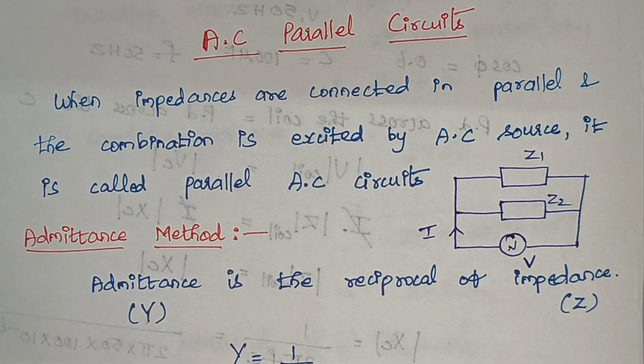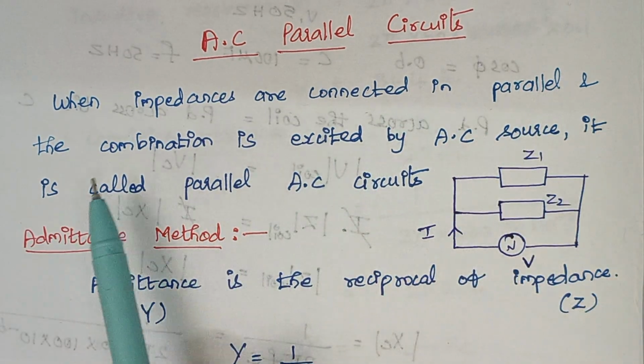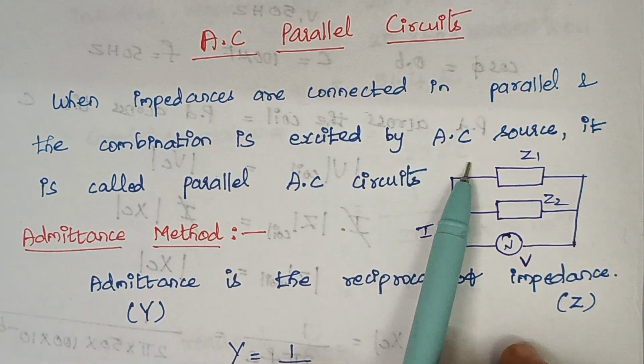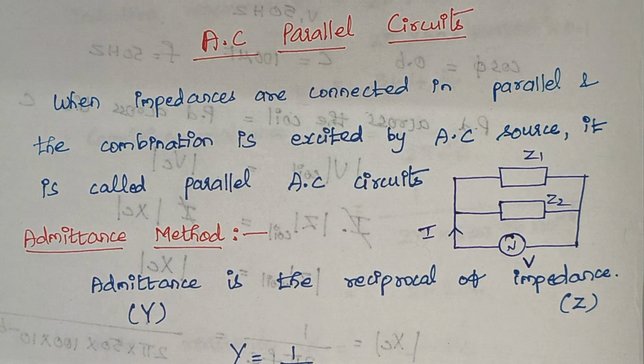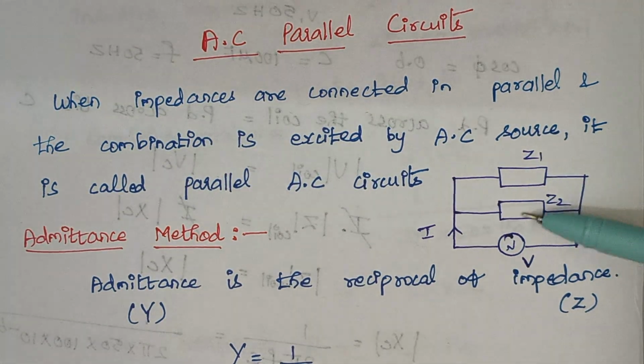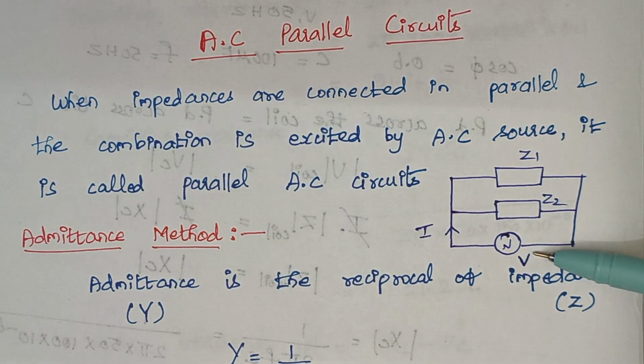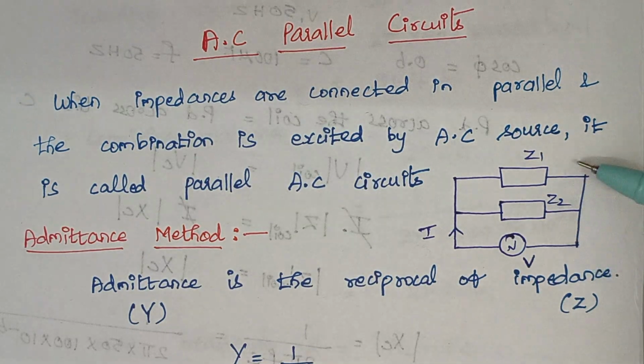So what is meant by parallel circuit? The starting and ending point of an element is similar to that of the starting and ending point of another element, right? So when impedances are connected in parallel and the combination is excited by an AC source, then it is known as an AC parallel circuit. You see, in this diagram, Z1 and Z2 are parallel and they are connected across an AC source, right? So this type of circuit is known as an AC parallel circuit.